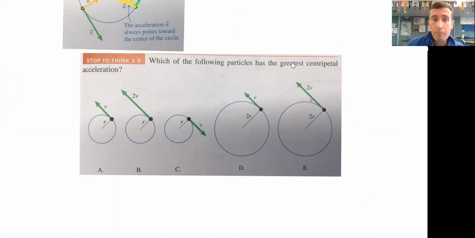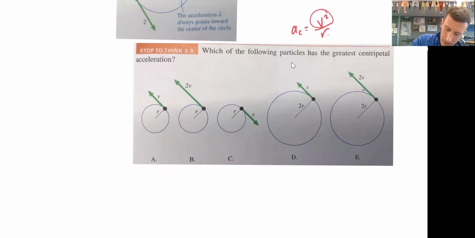So which of the following particles has the greatest centripetal acceleration? Well, remember the equation is centripetal acceleration is equal to v squared over r. So I'm looking for a big v and a small r, right? That would maximize my centripetal acceleration.